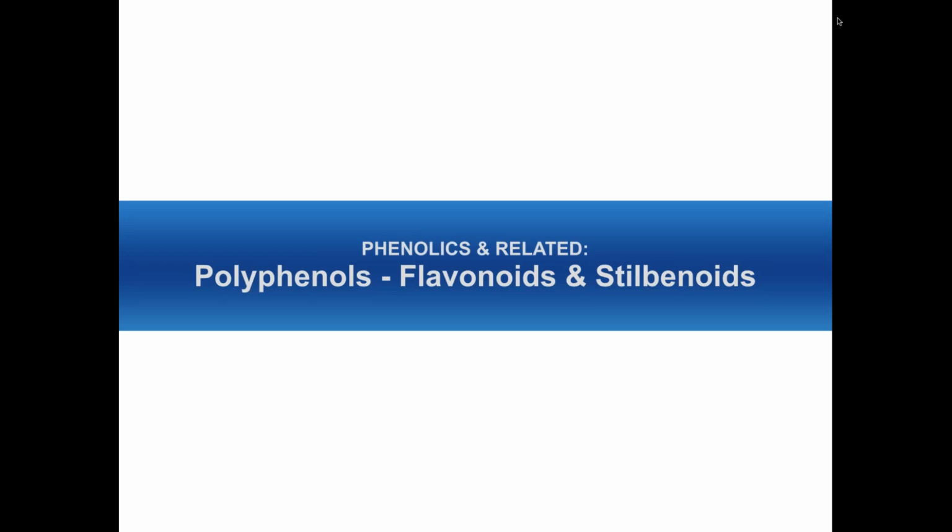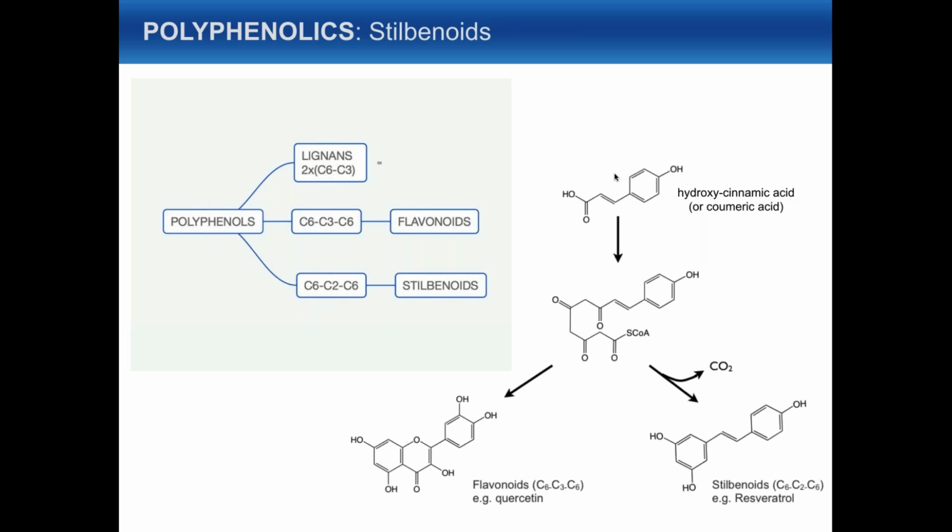Okay, so we're still talking about the phenolics, and what we'll talk about now are probably the most significant dietary polyphenols. And these are going to be related to the flavonoids and stilbenoids to a lesser degree, but we'll start with the stilbenoids. So from the hydroxycinnamic acid, we can basically add a whole bunch of carbons onto these guys, acetyl groups, and then eventually a couple different types of polyphenols can come out of this. So you can either get the flavonoids or stilbenoids.